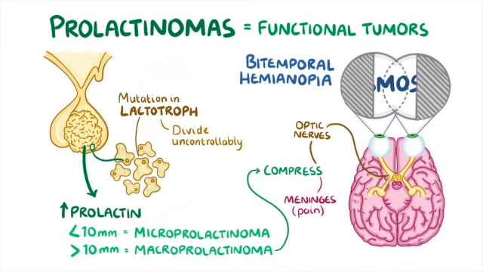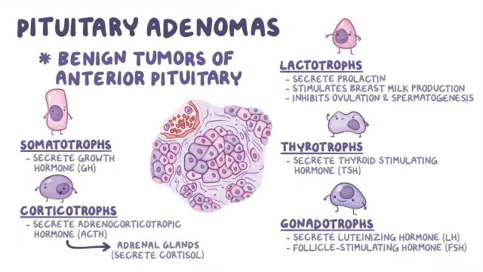Now somatotroph adenoma. This is a growth hormone secreting pituitary adenoma that leads to acromegaly in adults or gigantism in children if it occurs before the epiphyseal closure. Pathophysiology. Growth hormone is a counter-regulatory hormone that increases glucose. Increasing growth hormone stimulates the increased hepatic production of IGF, insulin-like growth factor.